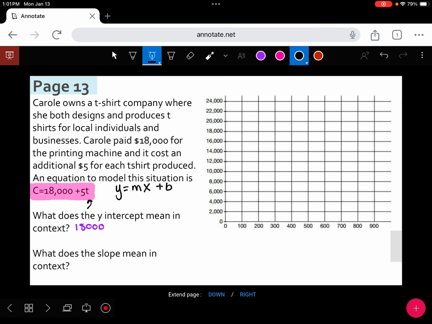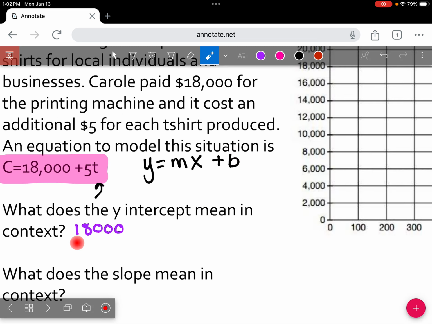So why is my y-intercept not 5? Because that has a variable. The m always goes with the variable. This is my variable. So even though they're flip-flopped, this is still my mx, my slope. So 18,000 is my y-intercept, and I heard you guys say it right when I said that. It's how much she paid for the machine. It's her starting costs. It's what she started with. Starting cost.